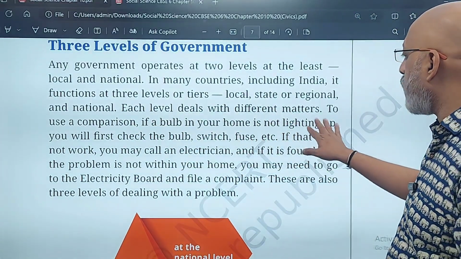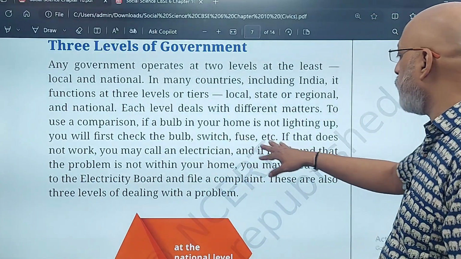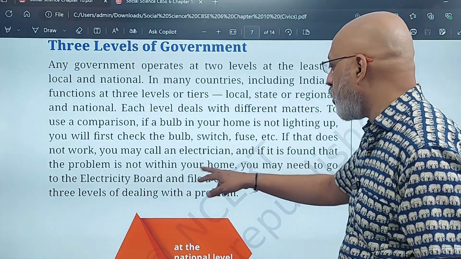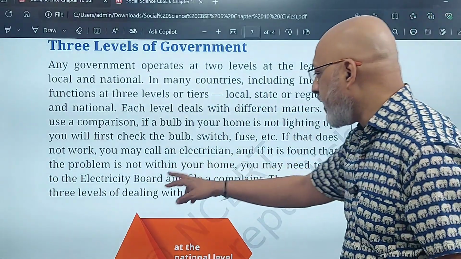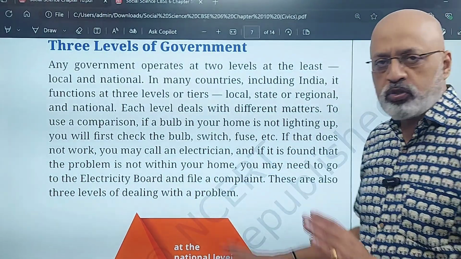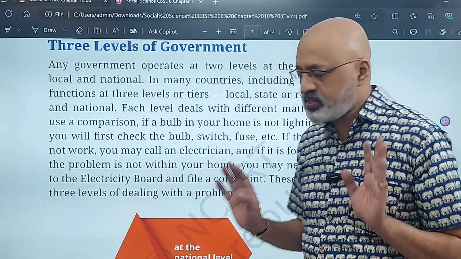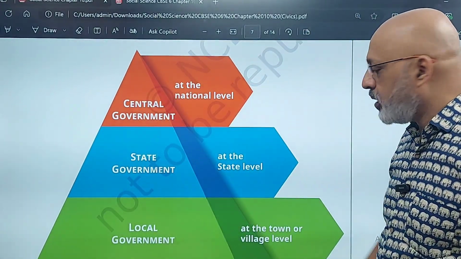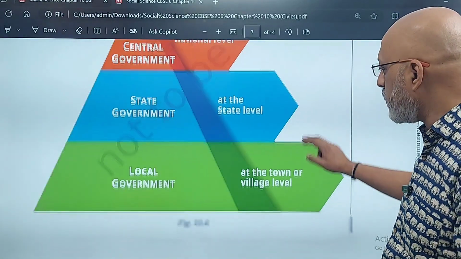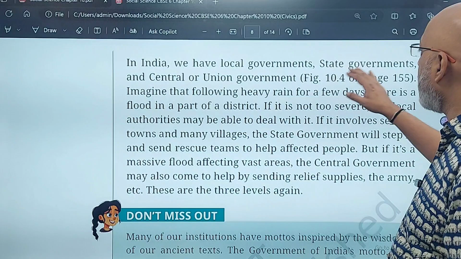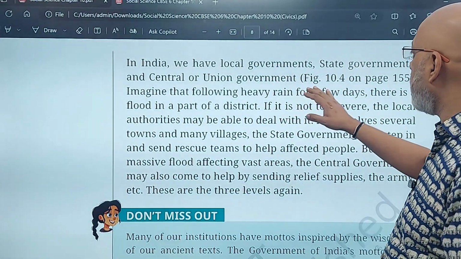If a bulb in your home is not lighting up, you will first check the bulb, switch, fuse, etc. If that does not work, you may call an electrician. If it is found that the problem is not within your home, you may need to go to the electricity board and file a complaint. These are also 3 levels of dealing with the problem. So they have given a nice example to help you understand. ठीक है ना? तो यहाँ पर national level, state level, local level. What I explained to you, see, this is how it works. In India, we have local governments, state governments, and central or union governments.